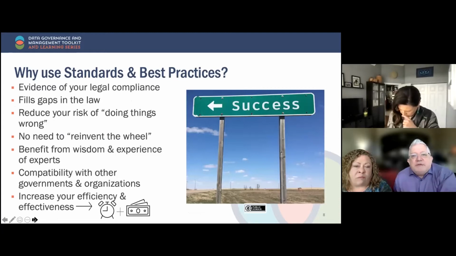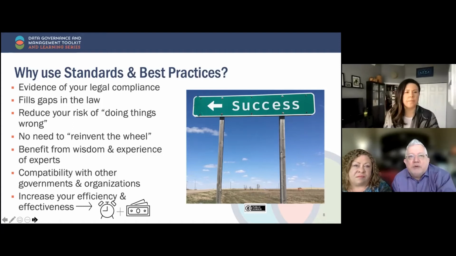Why use standards and best practices? In a word, the answer is success. Bobby and I are great fans of standards and best practices because they're also very useful. They give you a trusted framework that allows you to get creative using the framework to solve your practical problems. In addition, they can be evidence of your legal compliance in the event of an audit, investigation, or litigation. They can protect you from lawsuits.